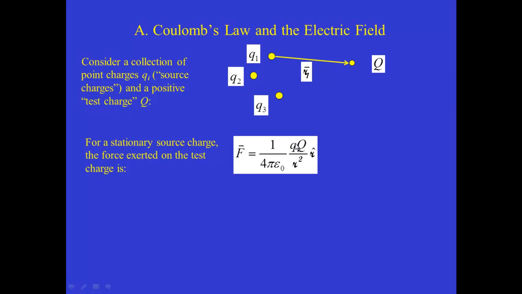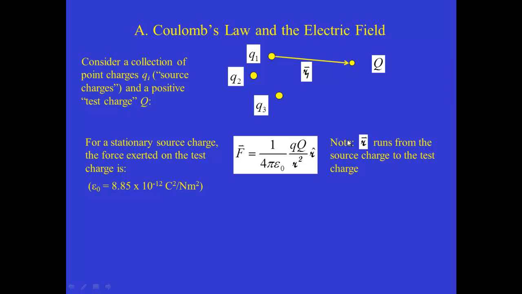It works this way so that if the source charge is negative, the force on the test charge would be towards the source charge, and that would be in the negative r hat direction. Otherwise, if the source charge is positive, then the test charge is repelled and experiences a force in the positive r hat direction. Epsilon 0 in this expression is the familiar permittivity of free space constant.